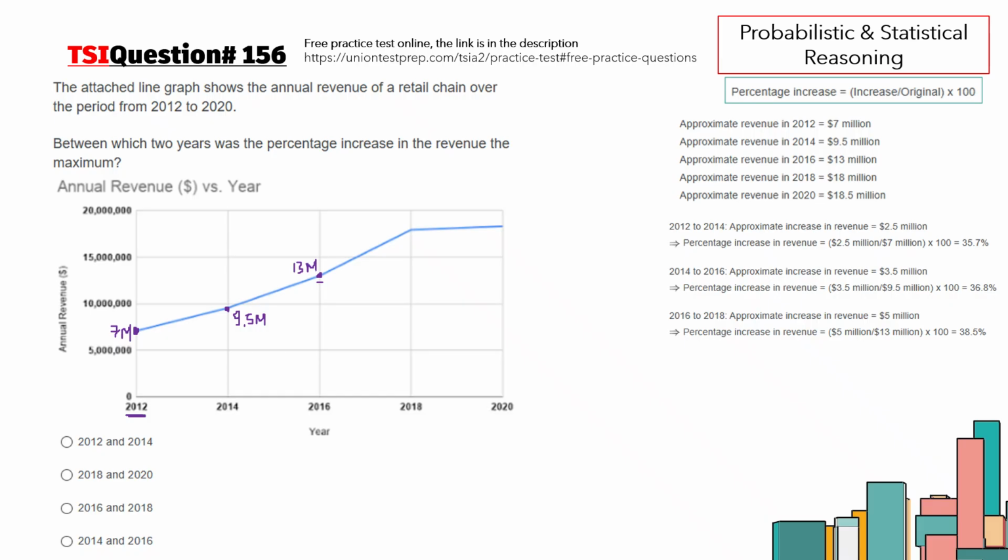And then 2018 right here. It's above the midpoint, so that will be 18 million. And then 2020, it's just a little bit above, almost a straight line. But it's still above, right? So it's 18.5 million.